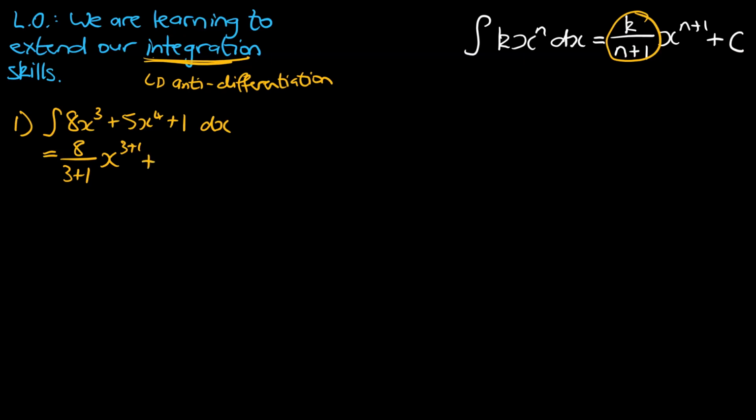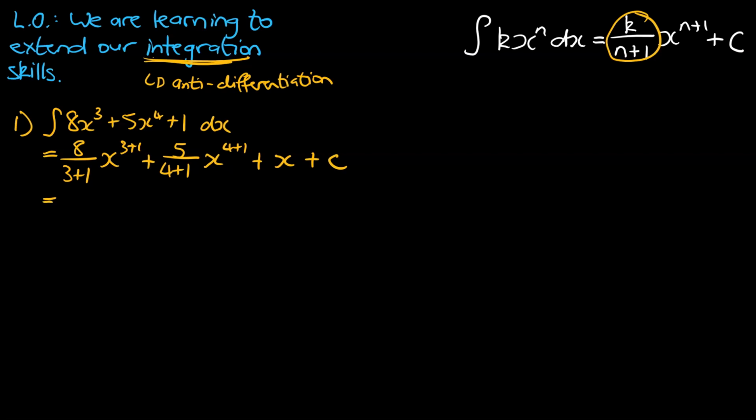We're then going to deal with the second component. We're going to go 5 divided by 4 plus 1. So 5 being k, 4 plus 1 being the power, and then that's going to be times x to the power of 4 plus 1, and from there we're just going to add 1x, and we can actually ignore the 1. We'll just write x, and then after that we're going to go plus c.